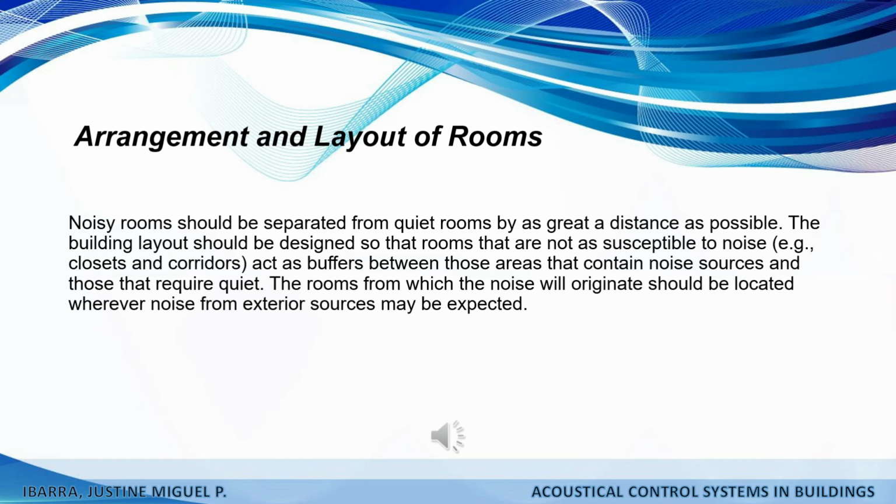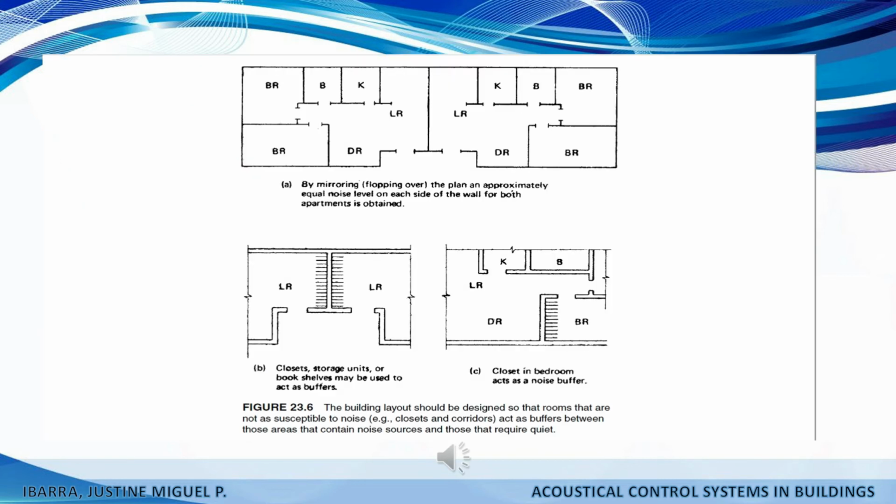Yung mga room na kailangan tahimik, dapat malayo or nakahiwalay sa room na pwedeng maging source ng ingay. And yung layout dapat nakadesign na hindi mabilis kapitan or malusutan ng noise. Dito sa example sa reference book natin sa plano ng apartment na to, makikita natin na medyo nakalayo yung bedroom na kailangan tahimik lang sa lugar na pwedeng maging source ng ingay sa loob, and nakamirror siya, so yung noise level ay equal lang. Sa next figure naman, makikita natin na ginamit yung closet at storage as a noise buffer sa mga rooms.